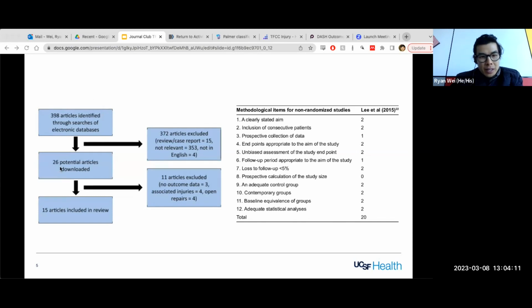All of the 15 that they ended up with were evaluated using a MINORS score, which is methodological items for non-randomized studies. It's a validated instrument to assess quality of non-randomized surgical studies. It's graded 0 through 2, with 0 being not reported, 1 being reported but inadequate, and 2 being reported and adequate. The ideal score is around 16, and their average was probably about 14 to 15 for a lot of their studies, and we can look at those individually in a second.